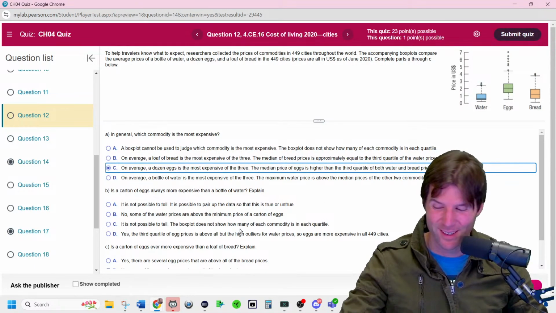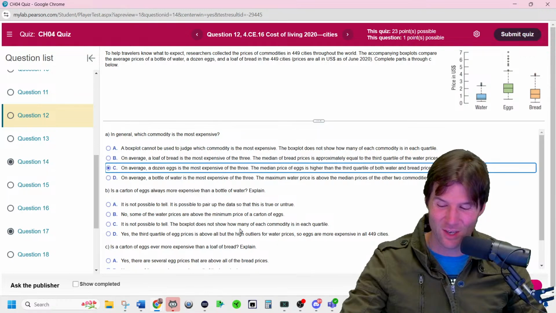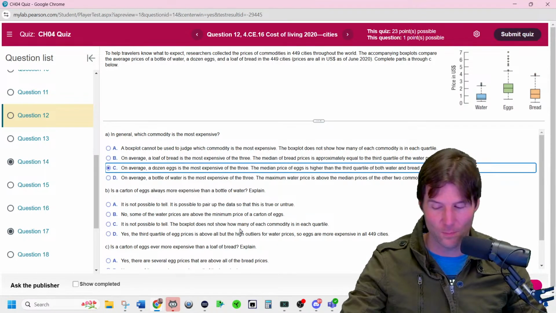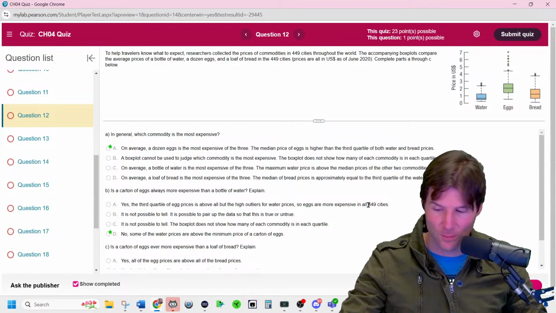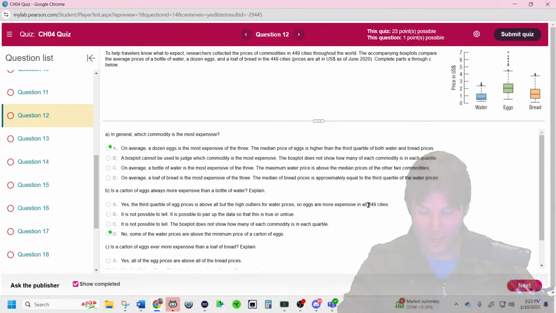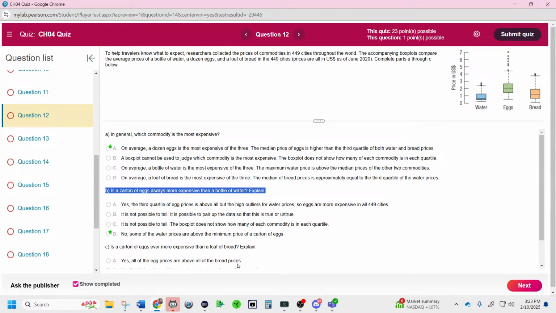Is a carton of eggs always more expensive than a bottle of water? Now, this is where I kind of get mad at them, and we're just going to look at the answers right here, because they get really wacky with these. So is a carton of eggs more expensive than a bottle of water? If you think about all the egg prices right here and all the water prices, there are bottles of water that are obviously more expensive than eggs.